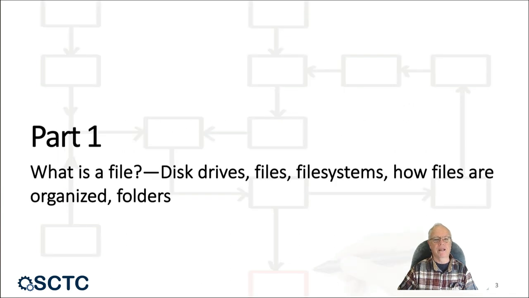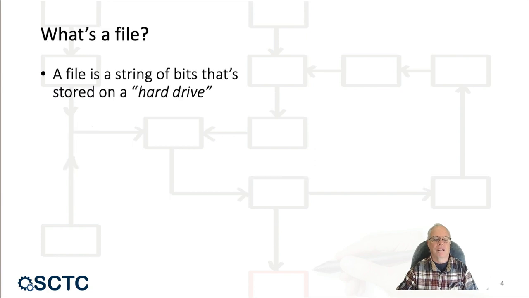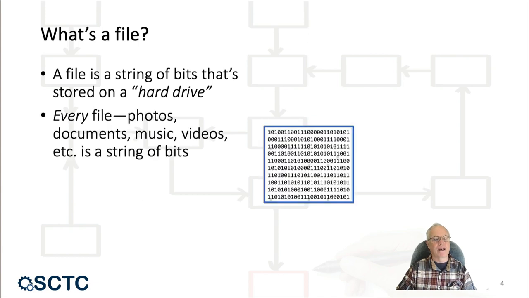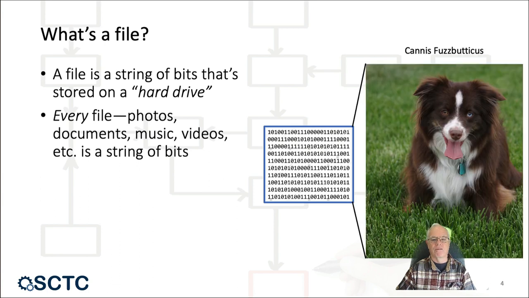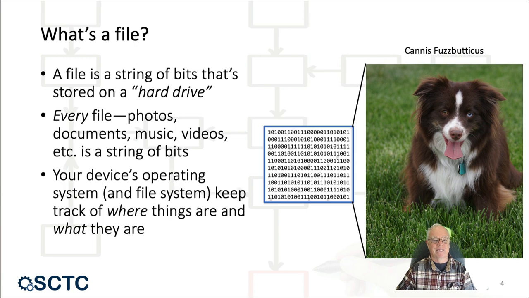All right, so what exactly is a file? Well, technically, it's a string of bits that sit on your hard drive. But every file, whether photos, documents, music, whatever it is, is a string of bits. For example, this string of bits represents my puppy dog, Canis Fuzzbudicus. It's up to the operating system and the file system of your device, in this case, Apple Mac and macOS, to keep track of where things are and what kind of files they are.